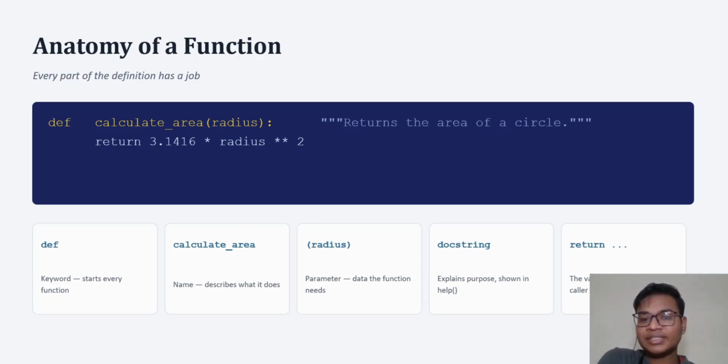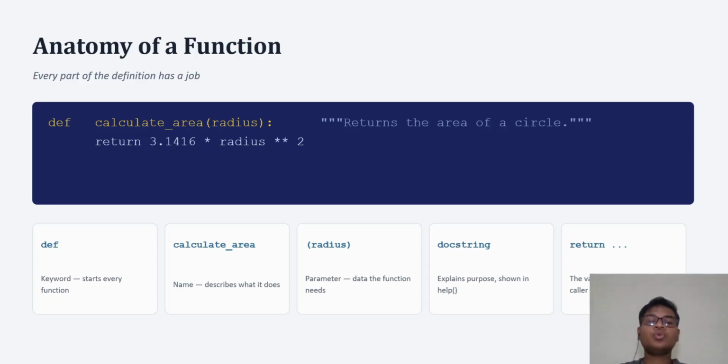Third one is the radius. Radius means that's a parameter. That's the data, the function name. Okay. That's what is the docstring. So if you have to put in some triple quotation, that triple quote, that is the explanation of the purpose shown in help. Okay. And after that we have some return function, so the value sent back to the caller.